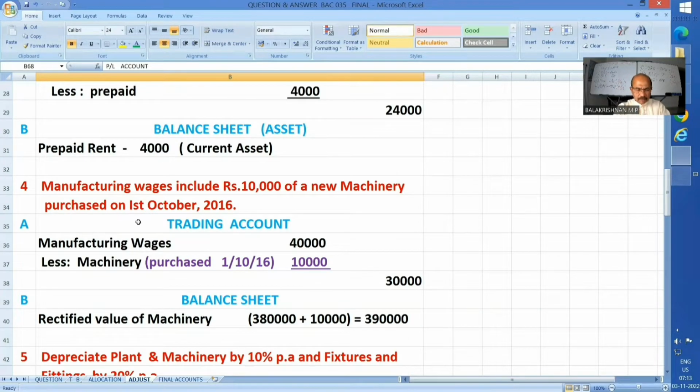Next one, manufacturing wages include rupees 10,000 of a new machinery purchased on 1st October 2016. Machinery has no place in a wages account. It has been, by mistake, clubbed with wages. So a case of pure rectification. So remove that machinery part, 10,000. So in the trading account, we'll show the net figure as 30,000. And as far as the balance sheet is concerned, the rectified value of the machinery will be 3,90,000. Okay. Well, next.